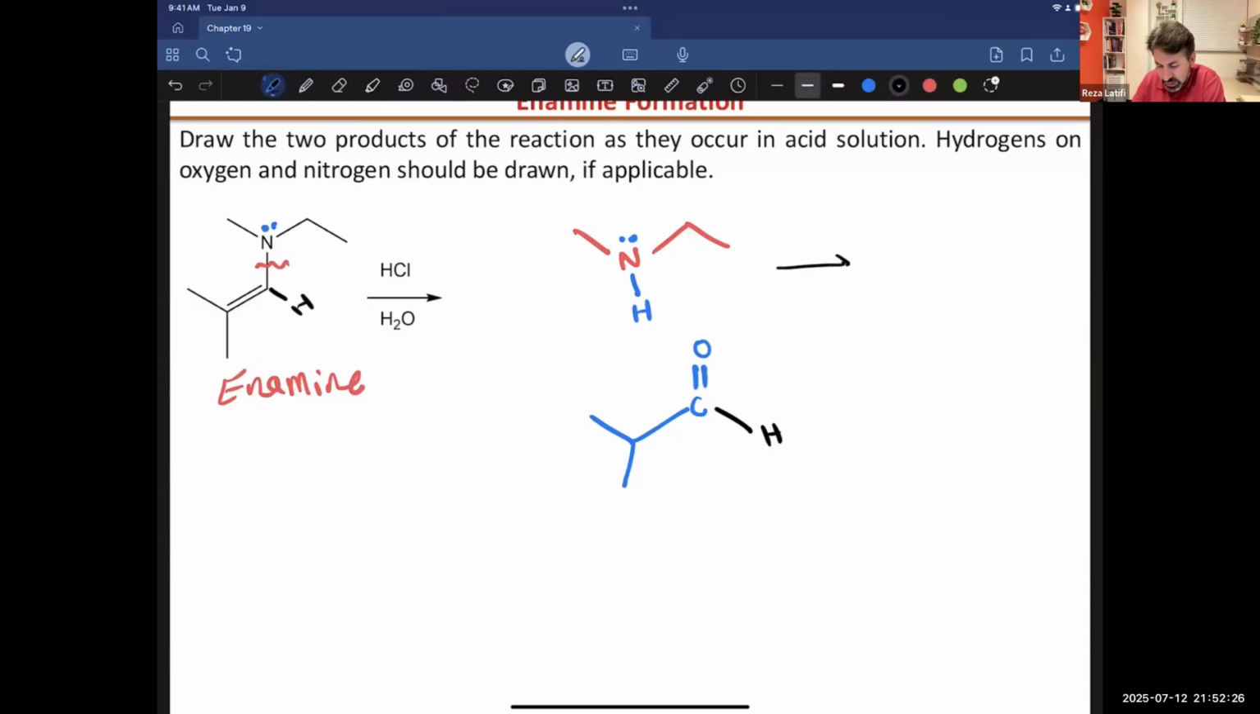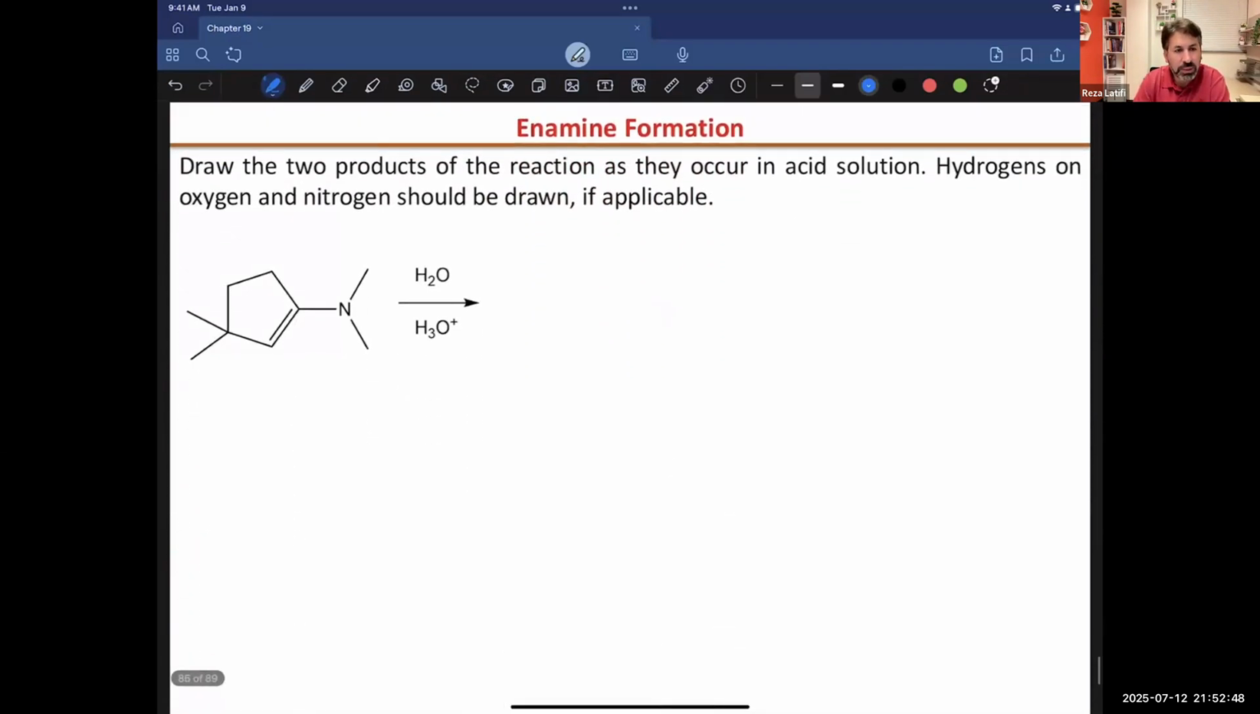Again, the solution is acidic, so I'm going to add H plus to it, and that's going to give me such a thing. So I will get the ammonium molecule plus the aldehyde. And how about this molecule? I have only a single bond between nitrogen and carbon, and there's a double bond there. Again, we're going to go after this bond.